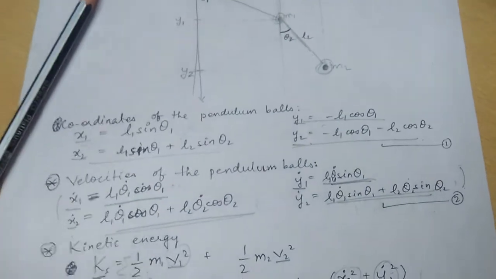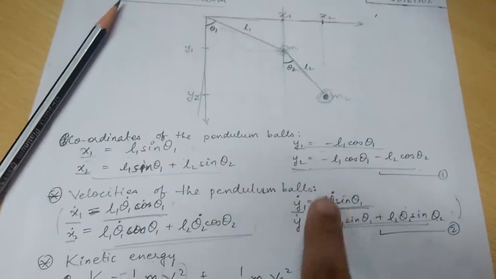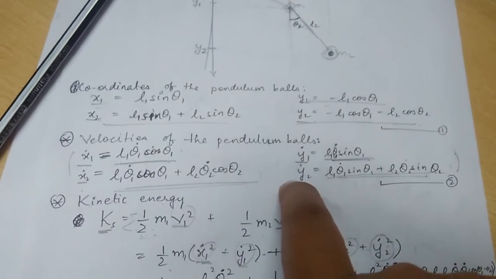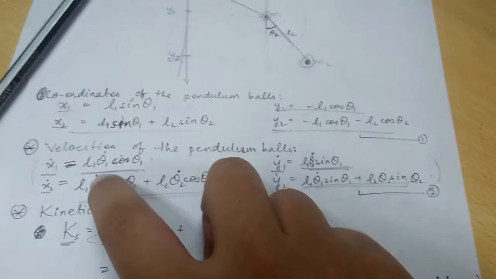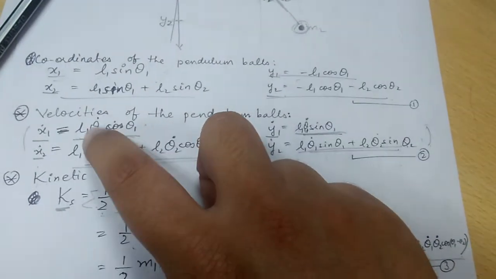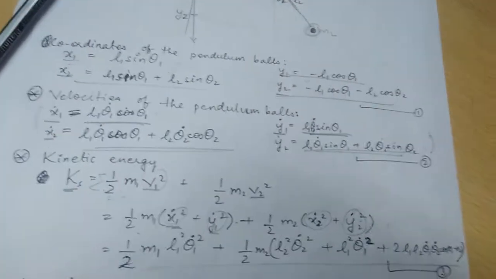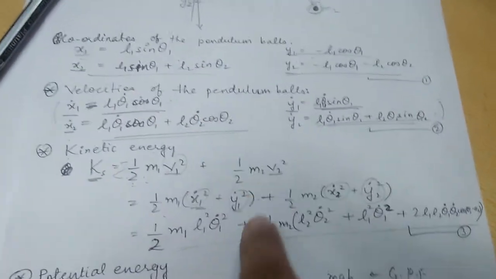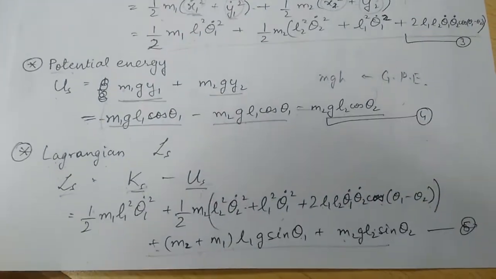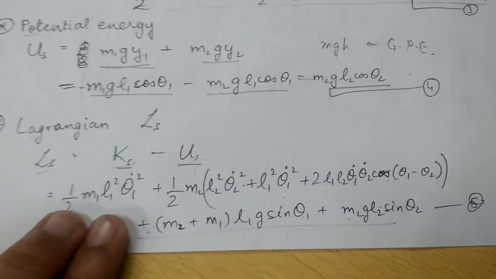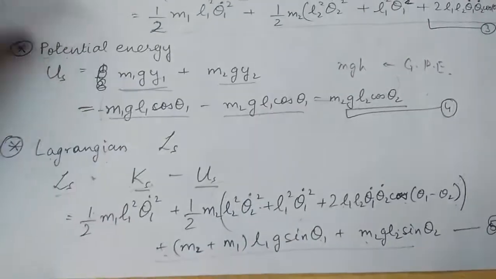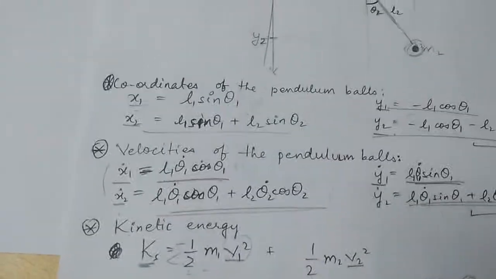Now the coordinates of the pendulum balls will be x1, y1, x2 and y2, which we have calculated. The velocities of the pendulum balls can then be found by differentiating these coordinates with respect to time, which gives us some function of theta 1 and theta 1 dot, theta 2 and theta 2 dot. Now, using these, you find the kinetic energy as follows, the potential energy as follows. The Lagrangian can then be found as L equals K minus U, which is this big expression here.